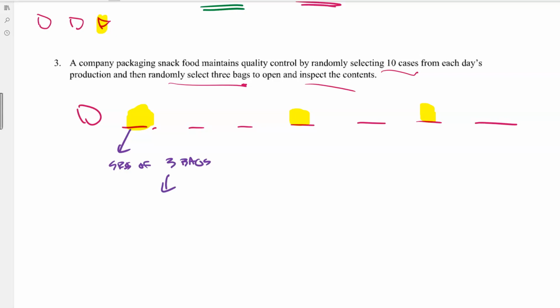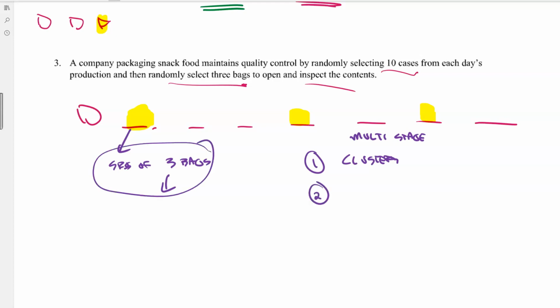So this would be a multi-stage sampling technique. It's cluster sampling at stage 1, so multi-stage. But if it was cluster, then you'd open up all the bags. They don't open up all the bags. They just take a sample of 3 bags. So it's cluster on stage 1 and then a simple random sample for stage 2. Okay? All right. Thank you.